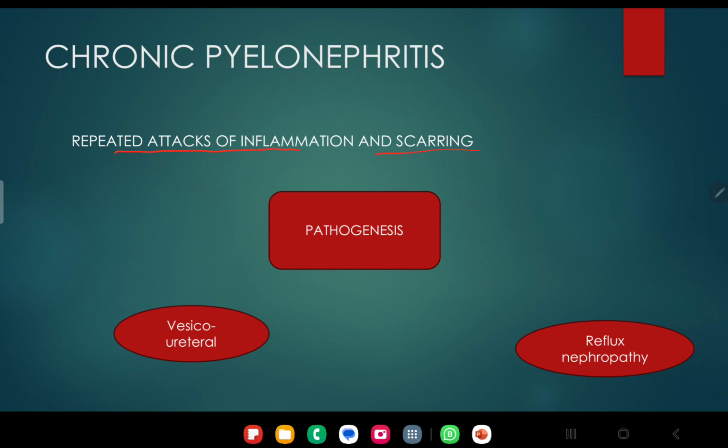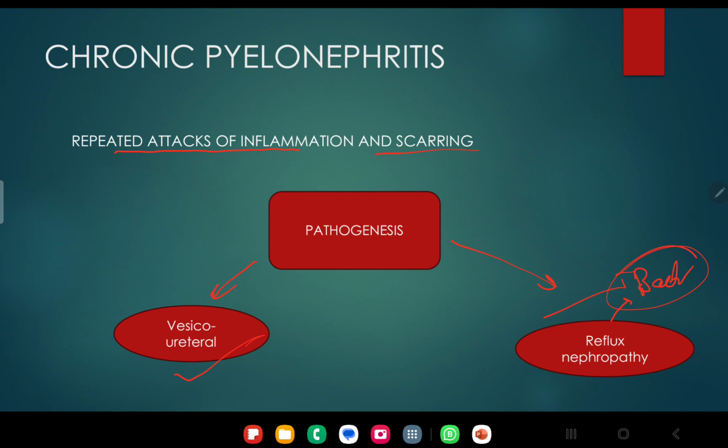Like we already discussed, for acute pyelonephritis we have two routes or two pathogenic mechanisms, ascending and hematogenous. In the same way, we have two pathogenic mechanisms for chronic, that is vesico-ureteral reflux and reflux nephropathy. Like with acute, here also we will discuss in detail. The first one is reflux nephropathy. So reflux means back.